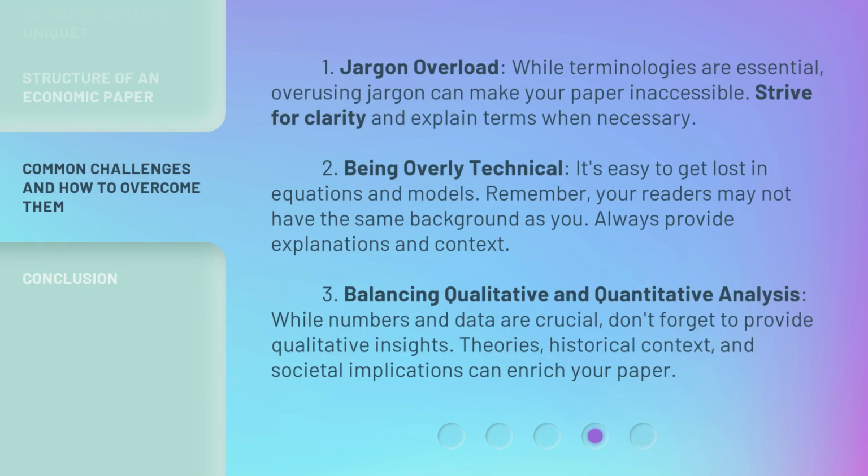1. Jargon overload. While terminologies are essential, overusing jargon can make your paper inaccessible. Strive for clarity and explain terms when necessary. 2. Being overly technical. It's easy to get lost in equations and models. Remember, your readers may not have the same background as you. Always provide explanations and context.